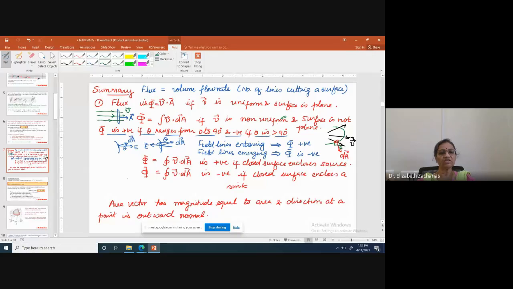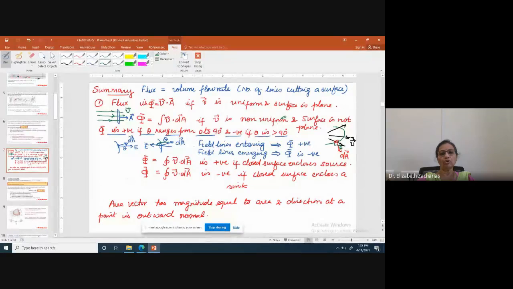The next thing we have seen is that flux can be negative, flux can be positive. Flux is positive if the angle made by the V vector and the dA vector is theta, and theta is lying between 0 and 90. You know that cos theta is positive whenever theta is between 0 and 90. And this flux will be negative if your V vector and your A vector are making an angle theta which is greater than 90, because after all, cos theta is negative when theta becomes greater than 90.